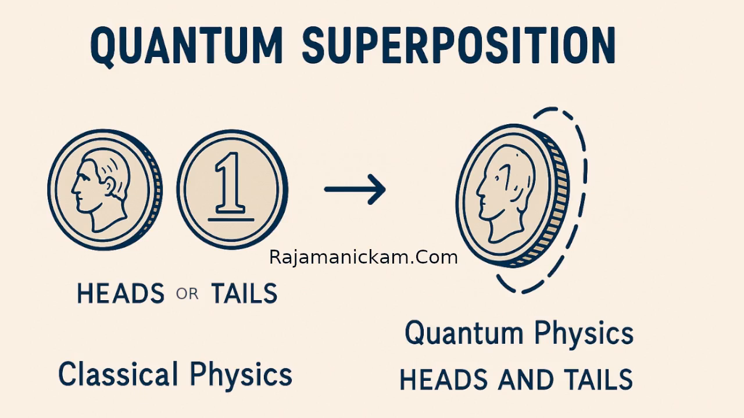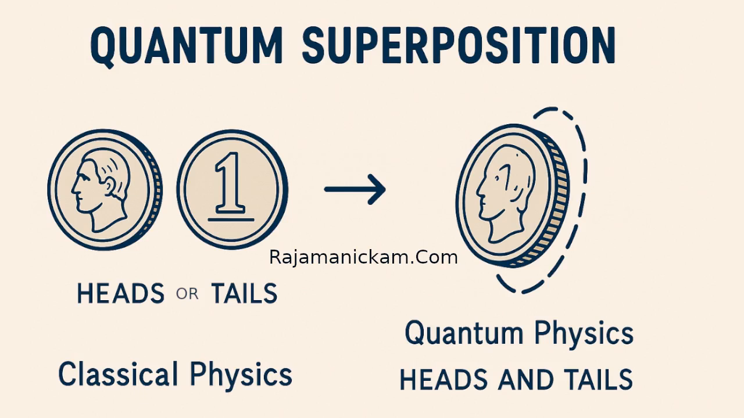This is called superposition. For example, imagine a coin that is spinning in the air. It is not just heads or tails, it's kind of both at once. In quantum superposition, it's like the coin stays in that mixed state until someone looks at it.